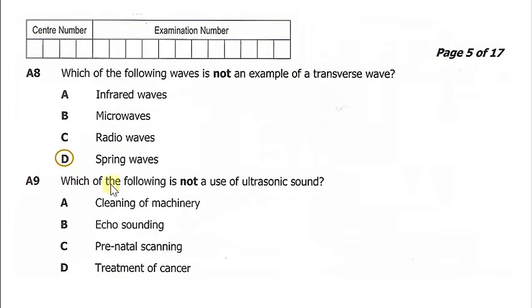Then A9 says: which of the following is not a use of ultrasonic sound? Ultrasonic sound is used in cleaning of machinery, echo sounding, yes, prenatal scanning, yes, treatment of cancer, no. We actually use X-rays and gamma radiation to do such treatment. So this one is not a use of ultrasonic sound. So the answer is D.